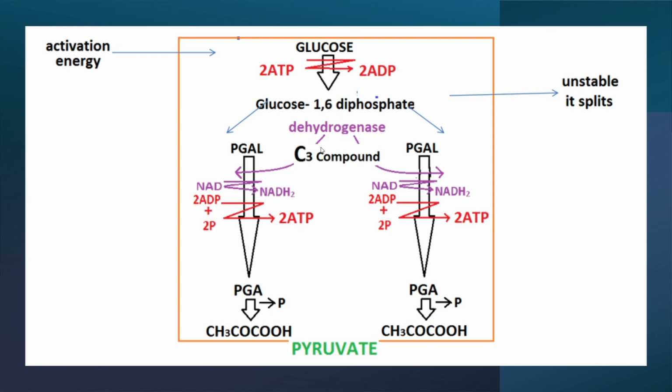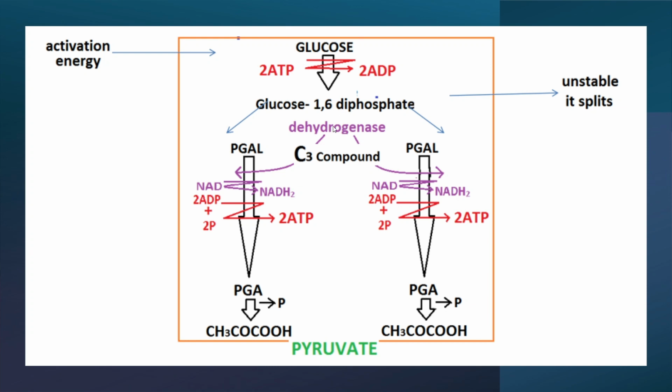Then we are left with the C3 compound. So it's going to be 3 carbons on this side and 3 carbons on that side. And remember when we said if you have a C3 compound, 2 C3 compounds, they have energy in them, and there's a phosphate on each. That C3 compound is known as PGAL, which is phosphoglyceric acid. No, phosphoglyceraldehyde. Phosphoglyceraldehyde. And now we have two C3 compounds.